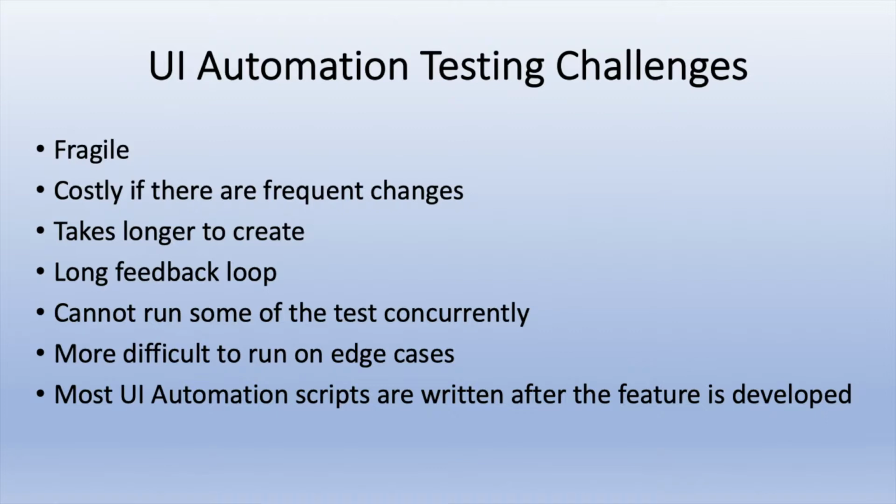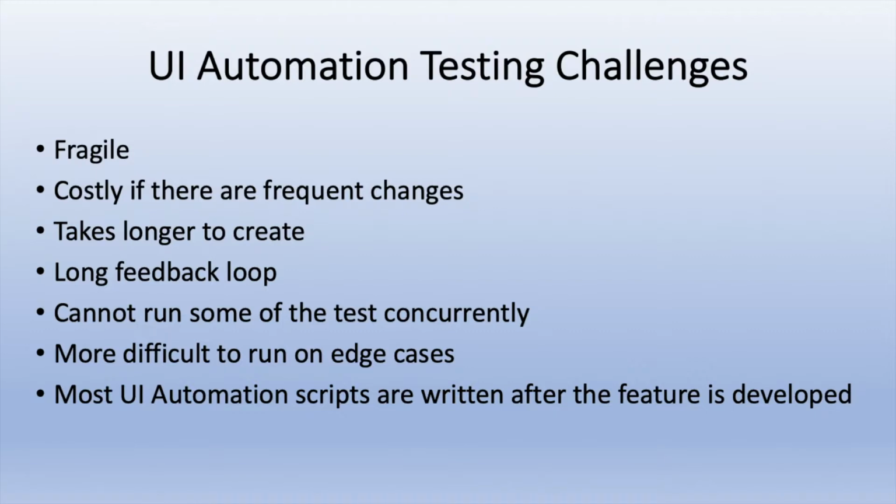We'll need to wait for the right part of the UI to complete before we can get the results that we want. This takes a longer time and we cannot run some tests concurrently. Like in mobile testing, we can't run multiple apps on a single mobile simultaneously. And edge cases are challenging to run in UI automation.